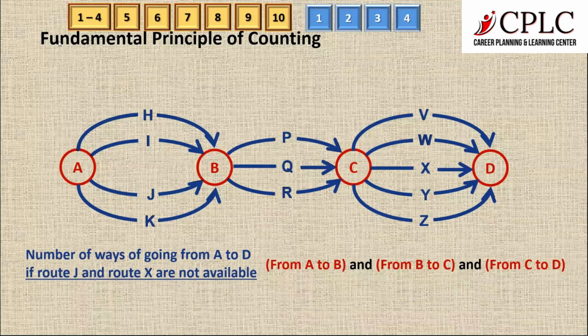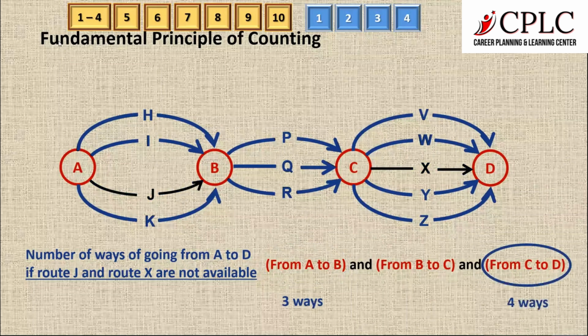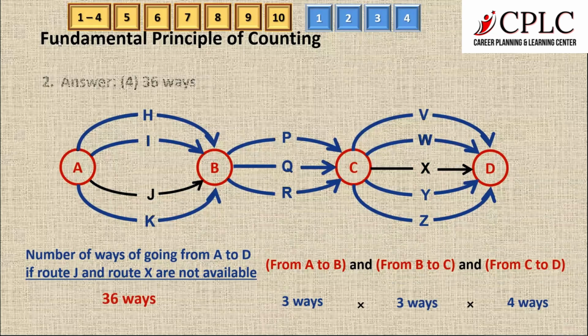Second question says, number of ways of going from A to D if route J and route X are not available. That means we have to skip the routes which are not available. So from A to B, there are only three ways. From C to D, there are only four ways. And from B to C, there are the normal three ways. So 3 into 3 into 4, that's 36. 36 ways is the answer.